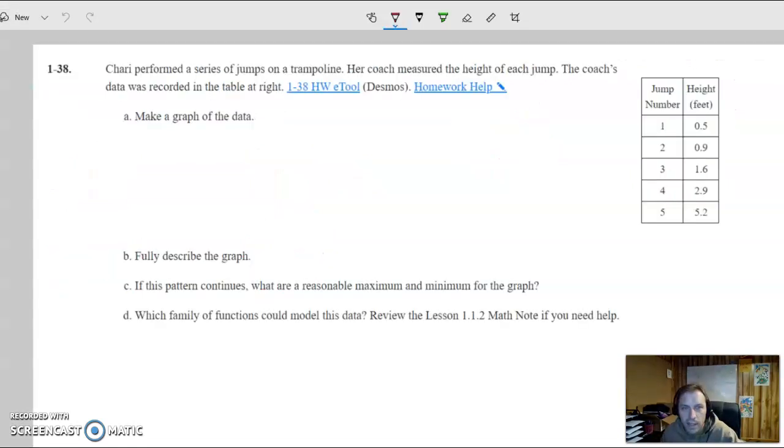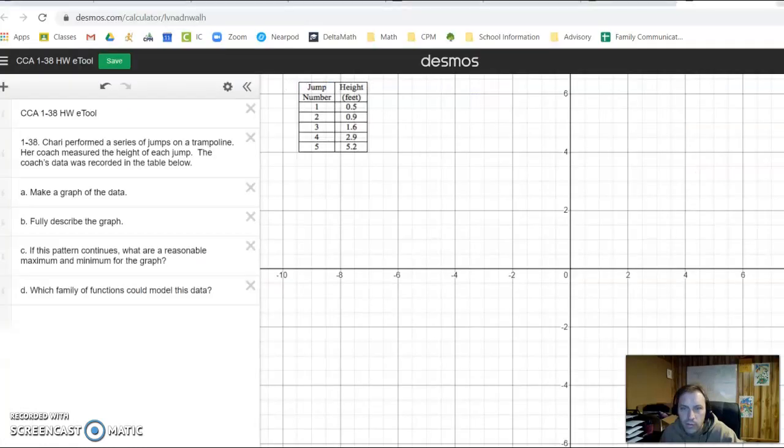All right, here we're looking at problem 1-38. It's the trampoline problem. You can click on this homework tool for Desmos, and they can help you make this graph. So I'm going to show you how to do that quick. You go to your book and you get this e-tool. I like to zoom out because it's too close.